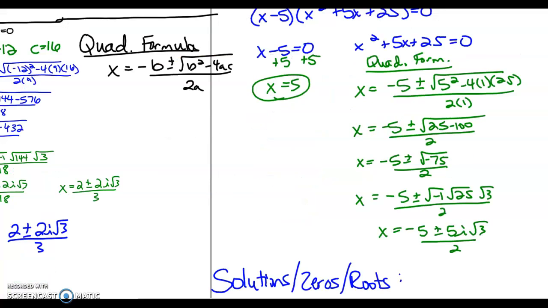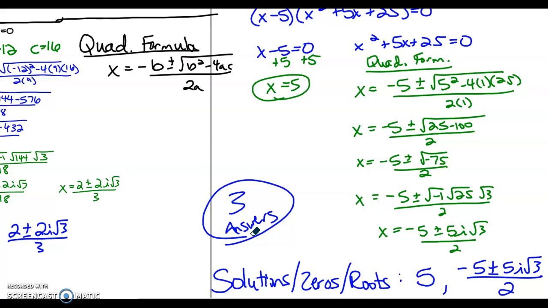All right, so your solutions, zeros, roots, at times they could be called any of those, would be 5 and -5 plus or minus 5i times the square root of 3 all over 2. Notice there's two roots in there, -5 plus 5i square root of 3 over 2, -5 minus 5i square root of 3 over 2. So we satisfied that we should have had 3 answers since it was a cubic.